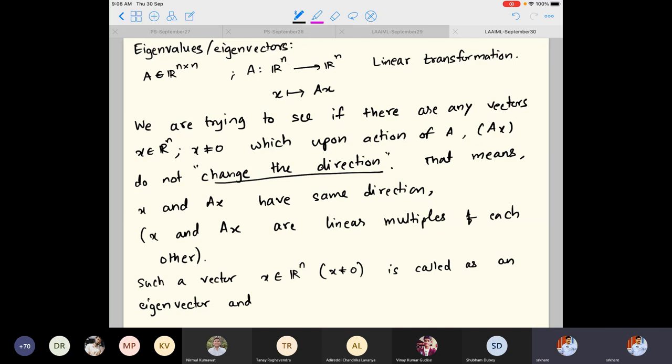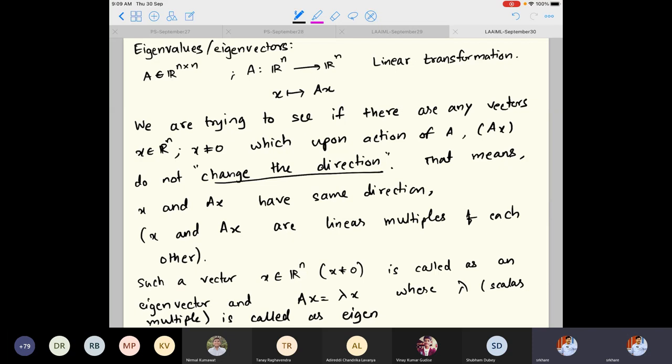So x and Ax are in the same direction, right? They are multiples of each other. Then we will write Ax is equal to lambda times x, right? So Ax, the image of x, is lambda times x, where lambda, that scalar multiple, is called the eigenvalue.